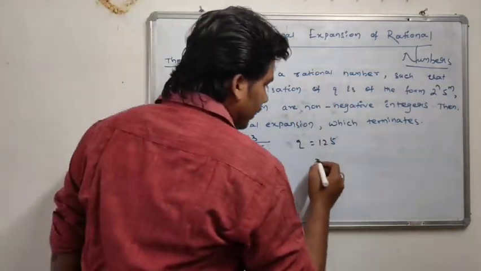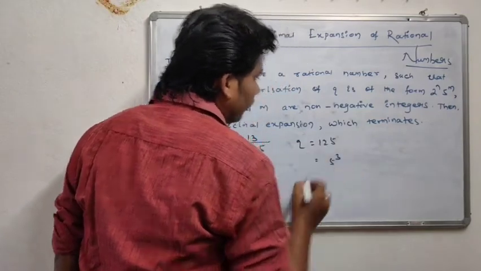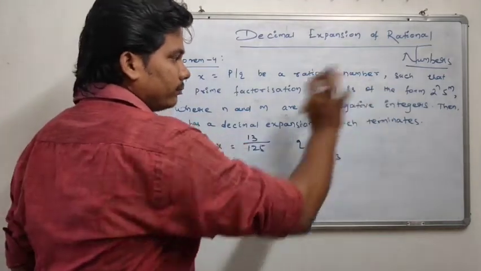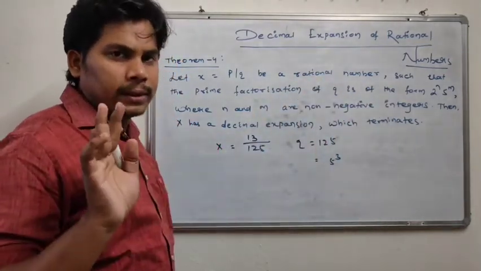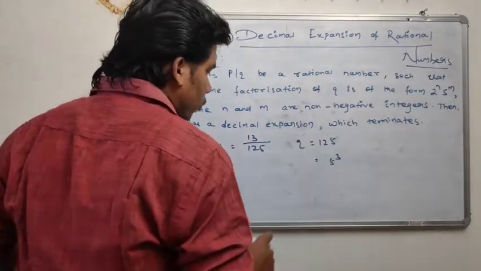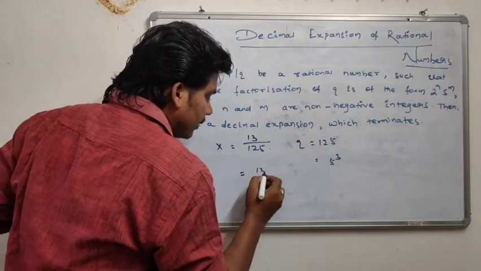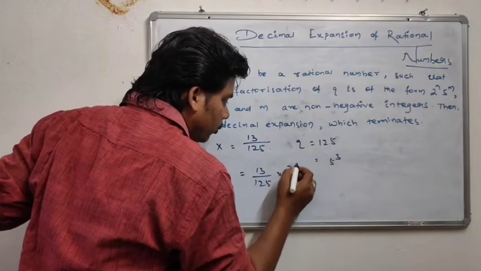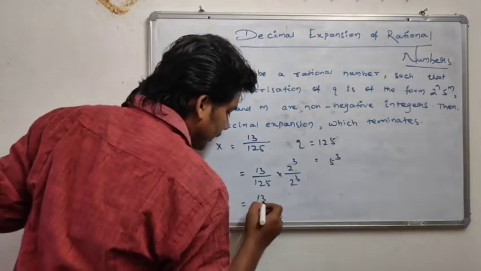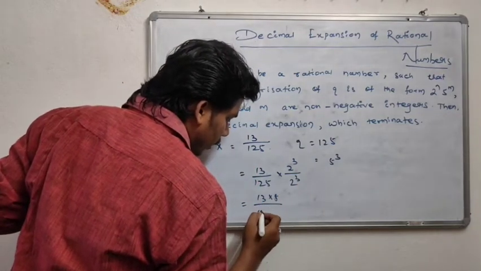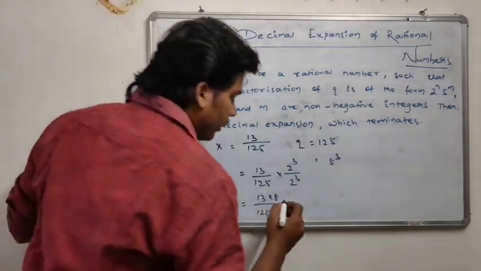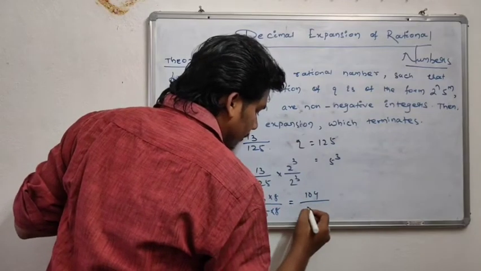That means if I prime factorize this, I will get 5 power 3, but 2 power anything is not there. To get 2 power n, 5 power m, I will simply multiply the numerator and denominator of 13 by 125 with 2 power 3. What will I get? 13 into 8 by 125 into 8. Here you can clearly write the value: 104 by 1000.